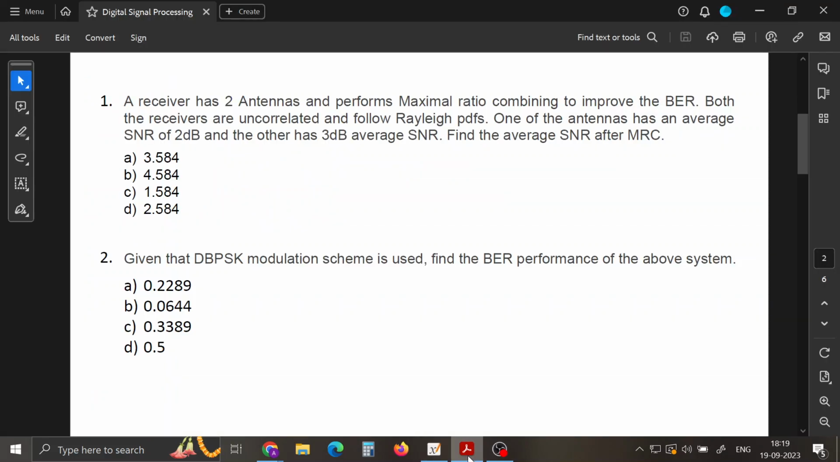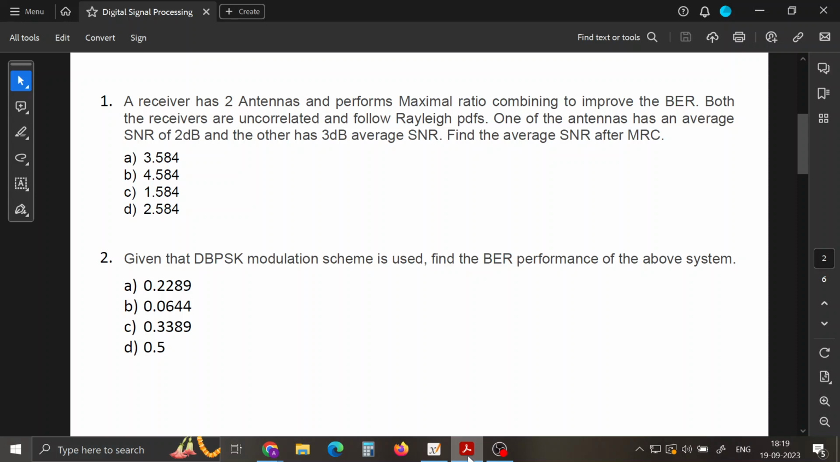Okay, what is it saying in question number 2? Now if DBPSK modulation scheme is used, then the differential binary phase shift keying, if that modulation scheme is used, then we need to find the bit error rate performance of the above system. So we are given the modulation scheme, we are given the diversity scheme, that is MRC. Now we need to find the bit error rate performance.